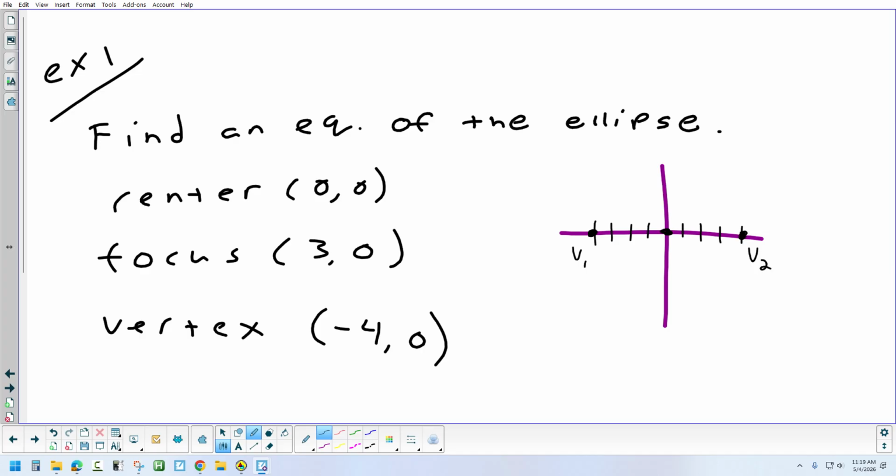And they also tell us that the focus is at (3, 0). One, two. So focus over here. And where else do we have a focus? Yep. (-3, 0), (-3, 0).